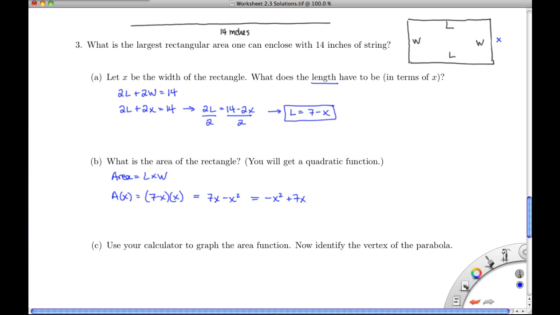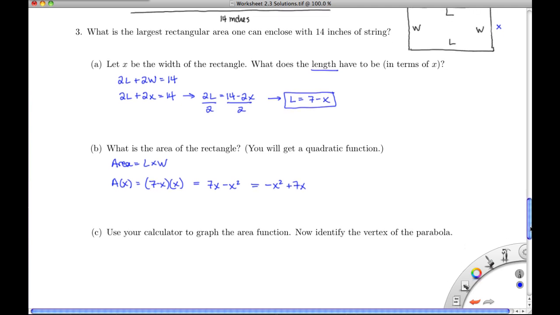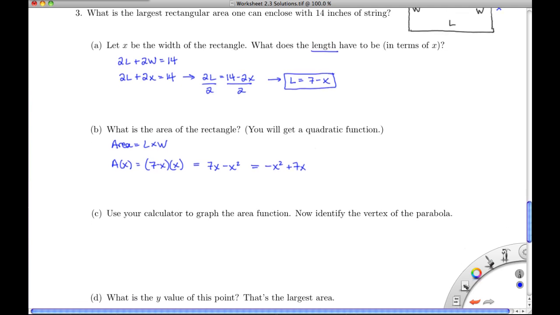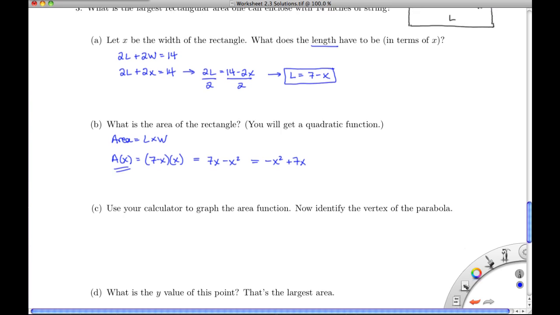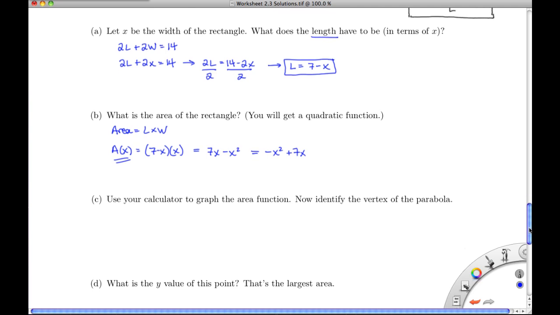Okay, so this is our area function. We could pick any x value, plug it in here, and it would give us the area. So we want to maximize this function to find the maximum area. Now in part C, we're instructed to use our calculator to graph the area function and identify the vertex of the parabola. I don't have my calculator here, but I'm sure you've talked in class about how to use it to find your max. You go to the calculate menu, pick max after you've graphed it, and locate it.